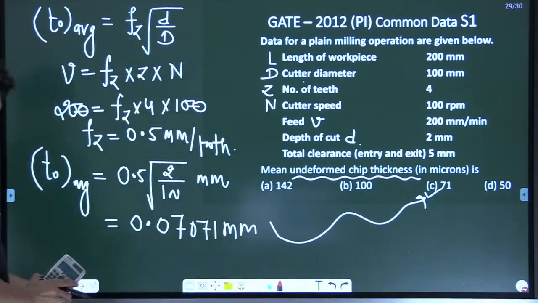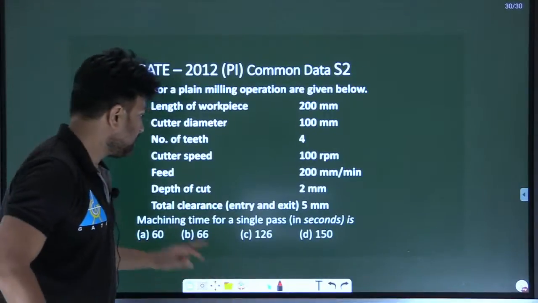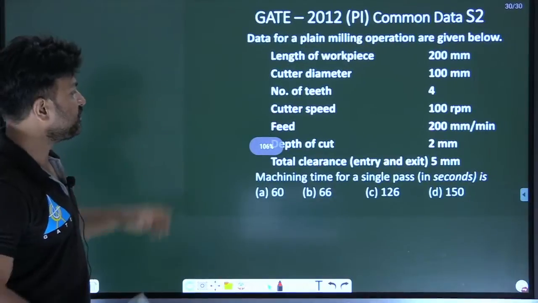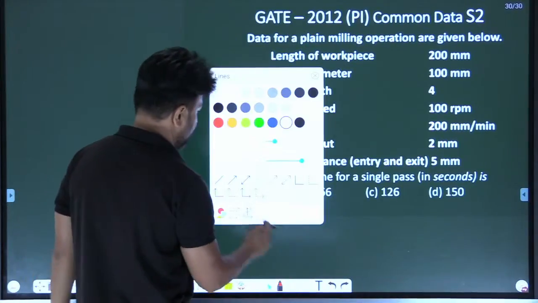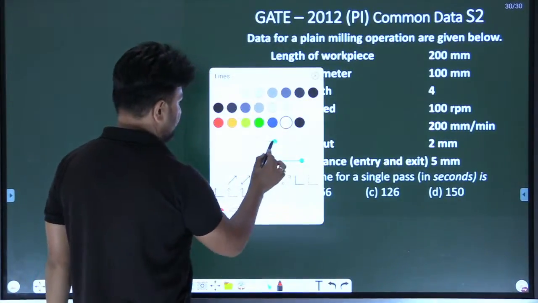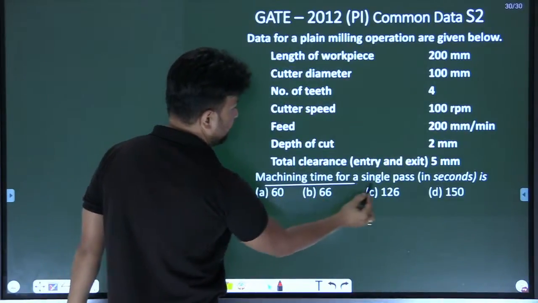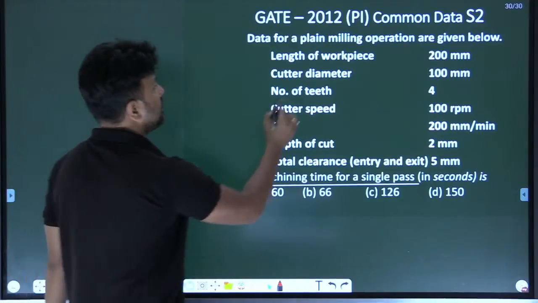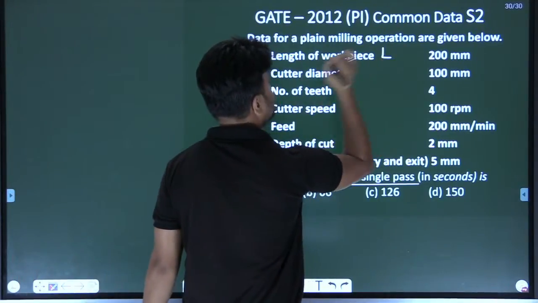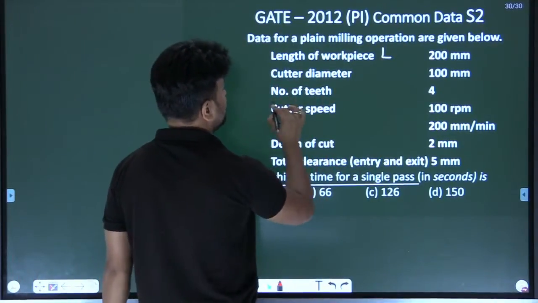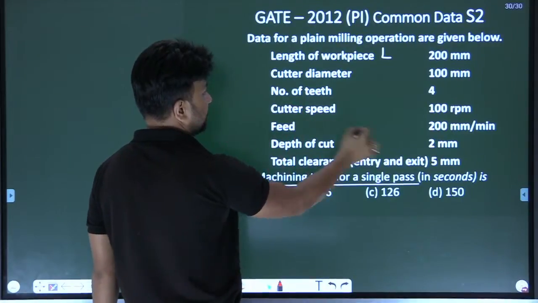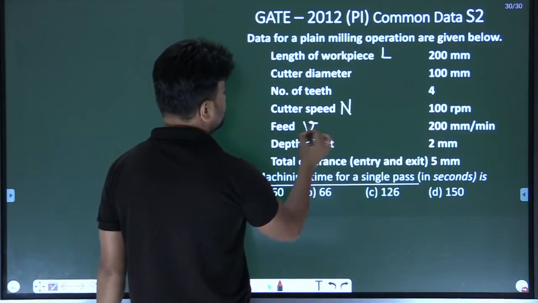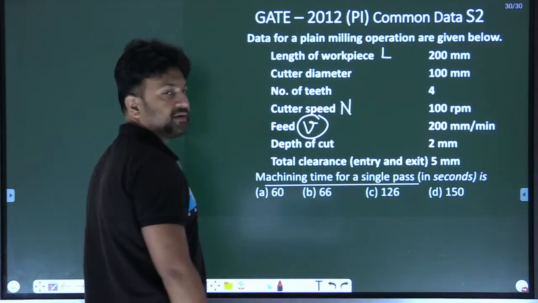Now, the next part of the question. You have to find the machining time for a single pass, in seconds. Here the length of the workpiece is given, the cutter diameter D is given, the number of teeth, 4, is given, the cutter speed, RPM, is given, and the feed is given. This is the main thing we need for the machining time.